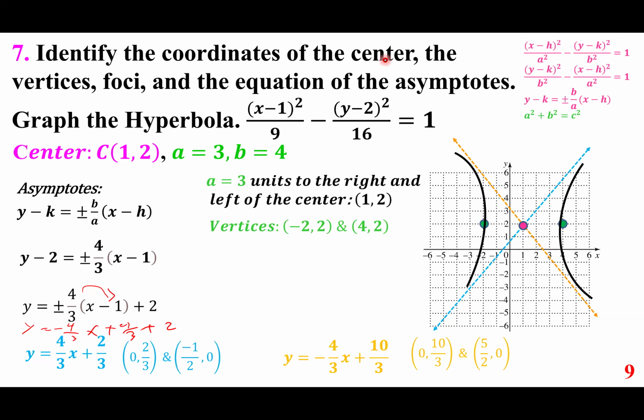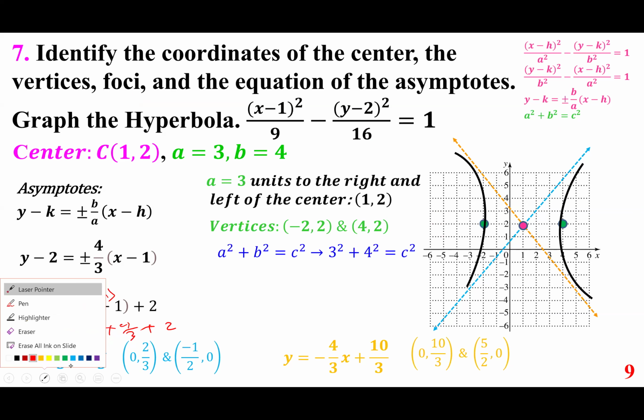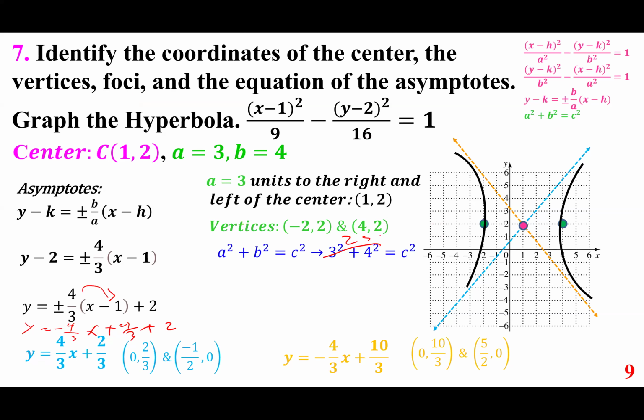Okay, so we have the center, yes. Vertices, yes. Equation of the asymptotes, yes. Graph, okay. What is missing? Foci. So the foci are going to be here. From the center, we go c units to the right, c units to the left. To find that, we follow a squared plus b squared equals c squared. So a squared is 9, b squared is 16. 9 and 16 is 25, and c becomes 5.